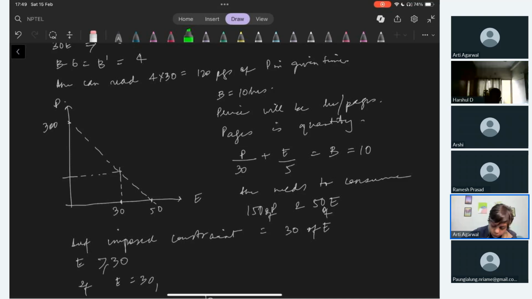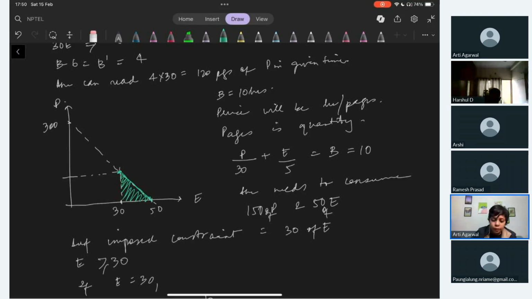So we are saying that she has said that she wants to do at least 30. So the lower bound of E is 30. So this much she is definitely going to do. And apart from that, she can do all of this also, right? If she's constraining herself to 30 pages of economics.